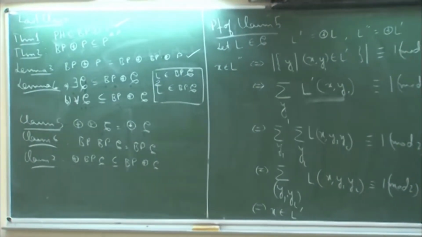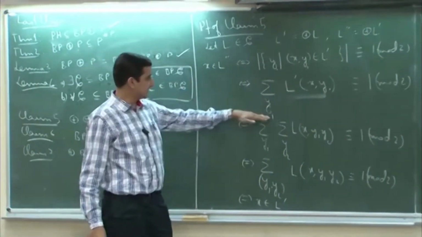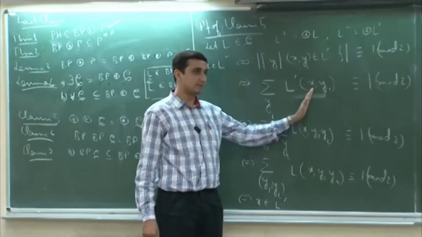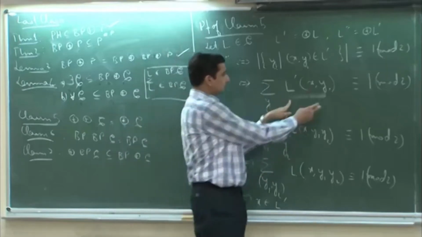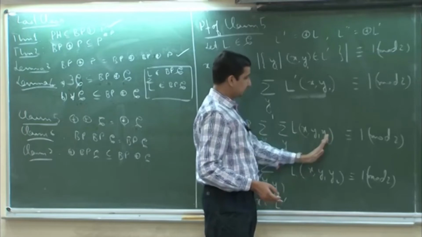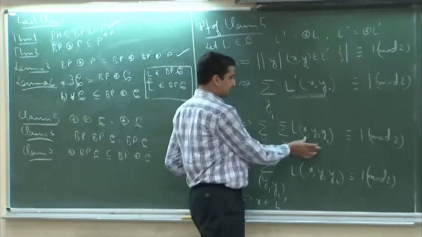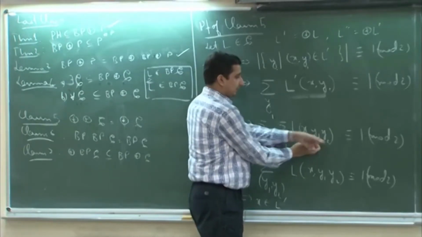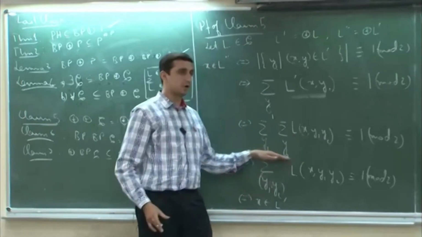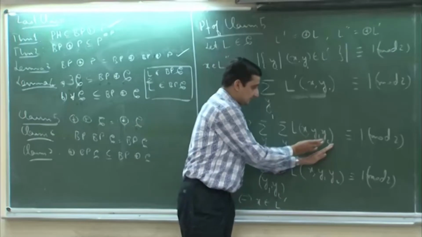Okay, so what is happening here? This says that the number of y1 that is good for my string x is odd. Now instead of L prime, if I look at the language L, fix a y1. So for a fixed x and a fixed y1, the number of y2s that is good for this x comma y1 is odd.